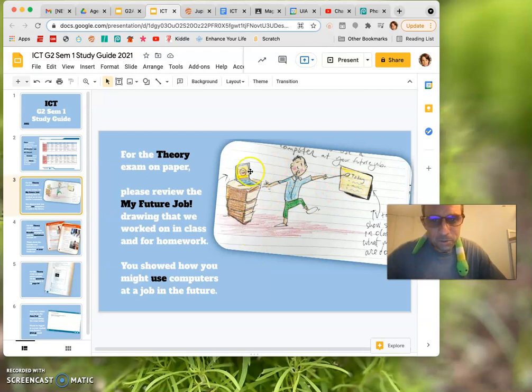Okay, you drew some stuff. You didn't necessarily have to color it. And then you wrote some words saying how the computers were being used. This says TV to show students in class what we're doing. And then I had a laptop on the garbage to connect with the kids at home. So think about that. Something similar to that will be on our test.